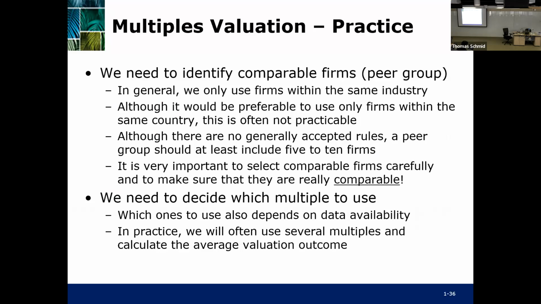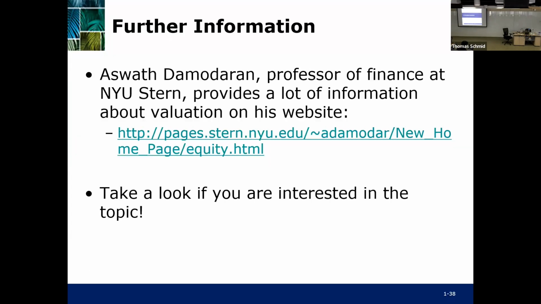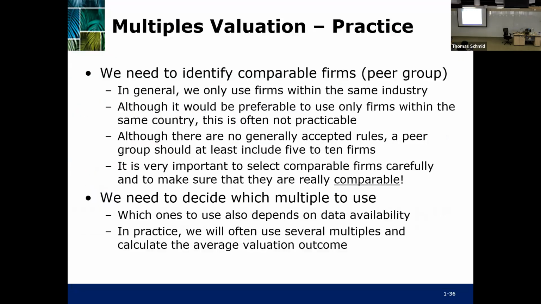The second decision we need to make is which multiple we want to use. We saw there were many different multiples. This is not such a difficult decision to make. It is also not as important as the peer group, because once you have defined your peer group, it's normally very easy to use different multiples. For nearly all of these multiples, the data that you need is easily available. So depending on data availability, you can easily use several multiples and calculate the outcome, and then you take the average, or you show the range, or something like that.